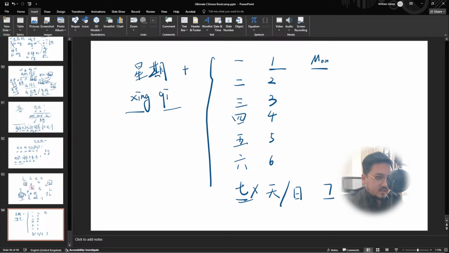Okay, that's the seventh day of the week, 星期七, right? Seventh day of the week. But we call that 星期天 or 星期日. Okay, that's just how it is done, right?